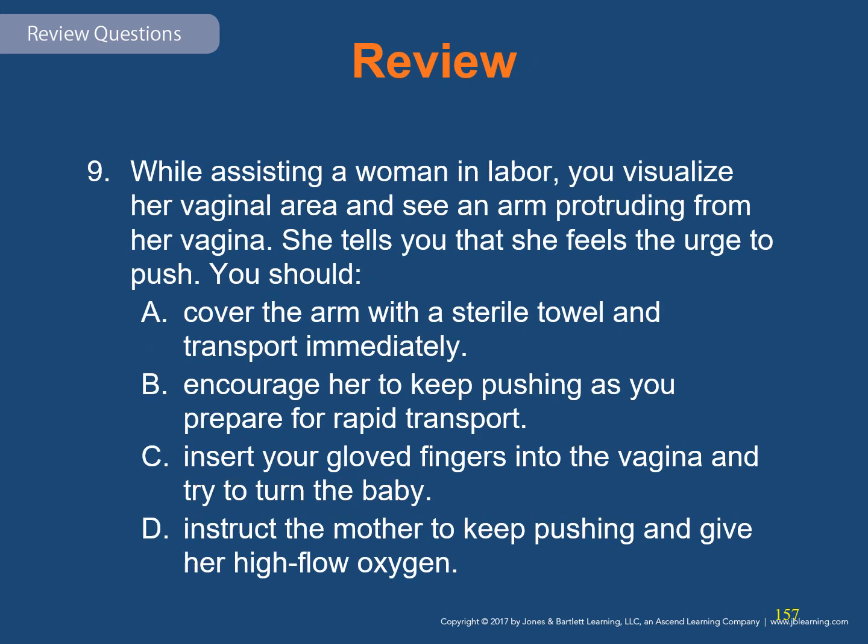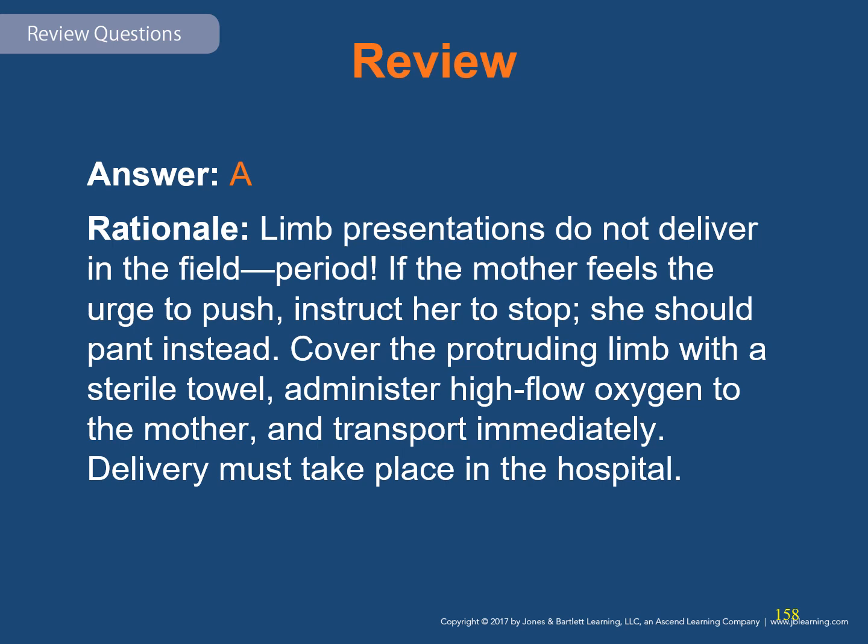Review question 9. While assisting a woman in labor, you visualize her vagina area and see an arm protruding from her vagina. She tells you that she feels the urge to push. You should A. Cover the arm with a sterile towel and transport immediately. B. Encourage her to keep pushing as you prepare for rapid transport. C. Insert your gloved fingers into the vagina and try to turn the baby. D. Instruct the mother to keep pushing and give her high-flow oxygen. The correct answer is A.